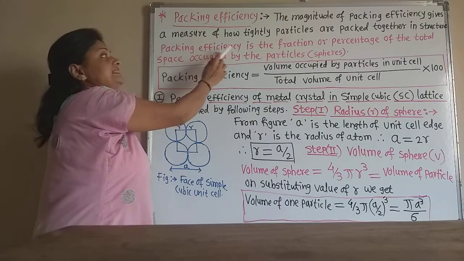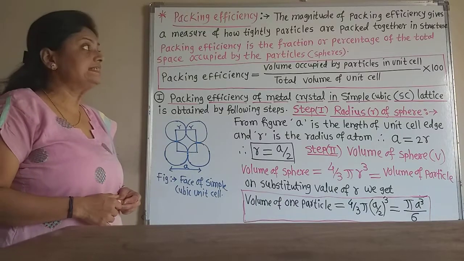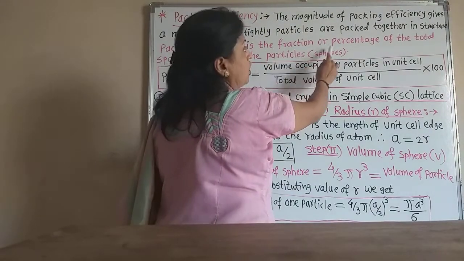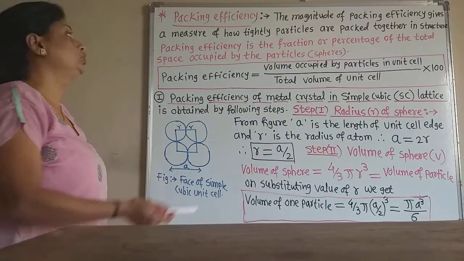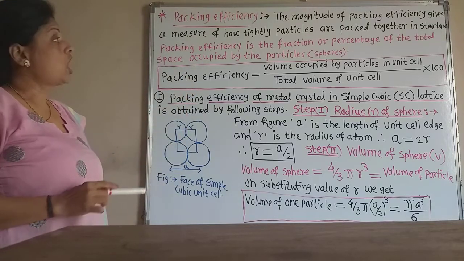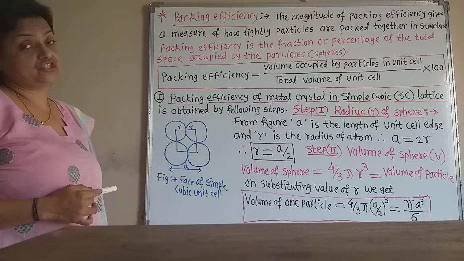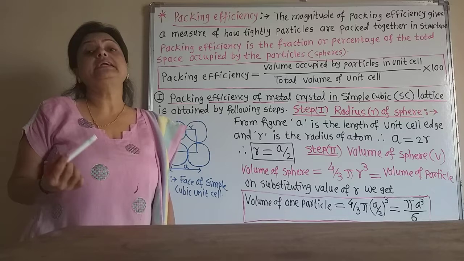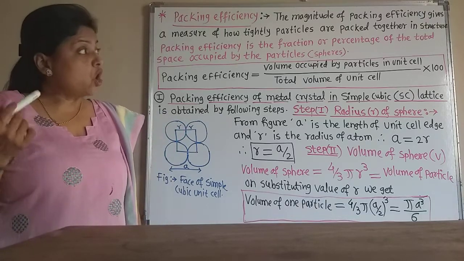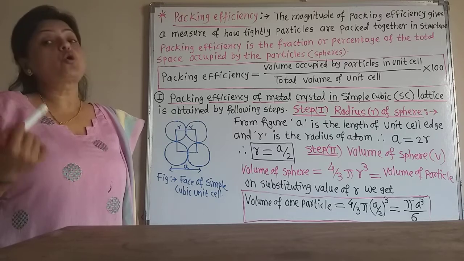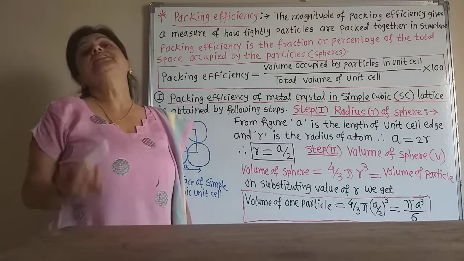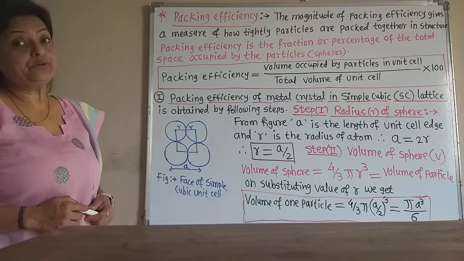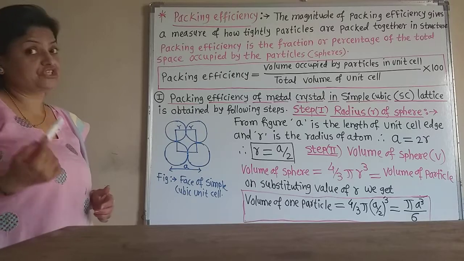Now packing efficiency is defined as the fraction or percentage of the total space occupied by the particles in the crystal structure. So packing efficiency is nothing but the percentage of the space occupied by the particles in the crystal. From this formula we can calculate the packing efficiency in the crystal lattice.